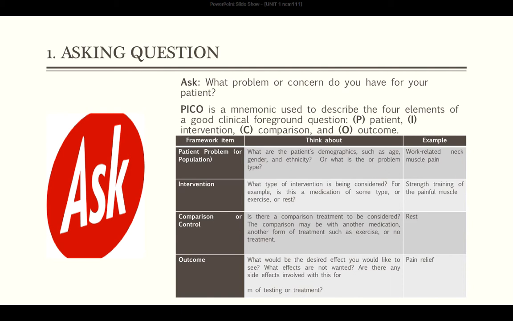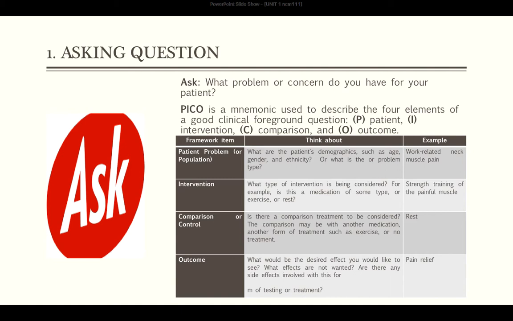And then, of course, para matest mo yung intervention and then mapag-compare mo siya, you need a control. So, there is a comparison treatment to be considered. Ano pa yung iba mong intervention na pwedeng gawin? So, pwedeng medication, bigyan mo siya ng medication, or strength training. Pwede mo din naman siyang bigyan ng exercise. Or pwede mo siyang bigyan ng rest. Or pwedeng yun na yung no treatment at all.